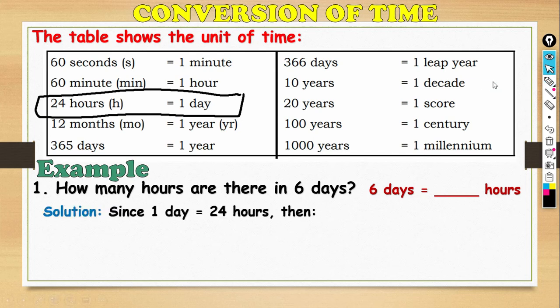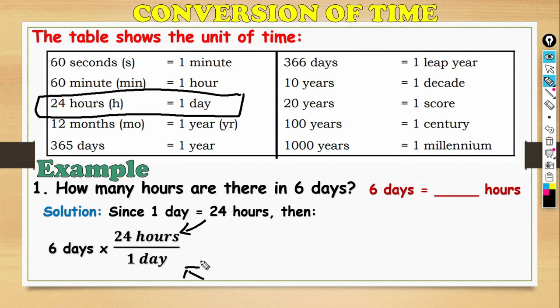Since 1 day is equals to 24 hours, then we have 6 days times 24 hours over 1 day. So mapapansin nyo, yung equivalence na sa table, yun yung ginamit natin to convert 6 days to hours. So mapapansin nyo, yung 24 hours, yun yung nasa numerator. Ayan. And then yung nasa denominator naman ay 1 day. So lagi yung tatandaan, kung ano yung unang unit na i-convert natin, yun yung nasa denominator. Kasi ang mangyayari dyan, pag multiply natin, yung numerator sa denominator, makakancel natin siya. Kaya mangyayari, ang matitira, yung kailangan natin ma-convert.